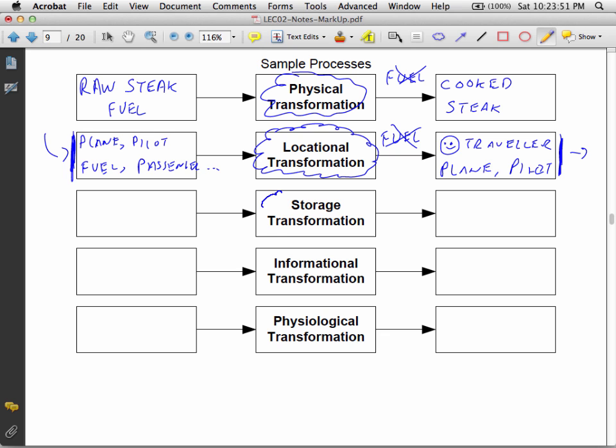Storage transformation. Again, a lot of times you hear about storage transformation and you go, it's bad. Right? This deals with the time element. So if you think about inventory sitting on a shelf, we have to get that inventory moving, got to turn it over, we can't have those vegetables sitting on the grocery shelves for too long. But here's an example of a storage transformation.